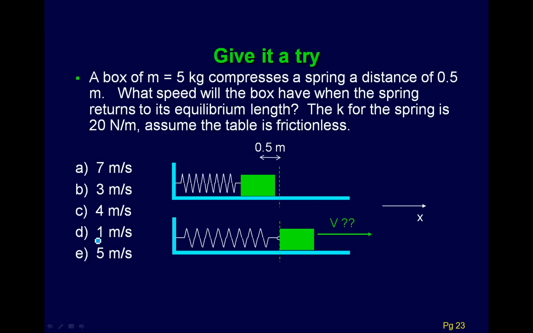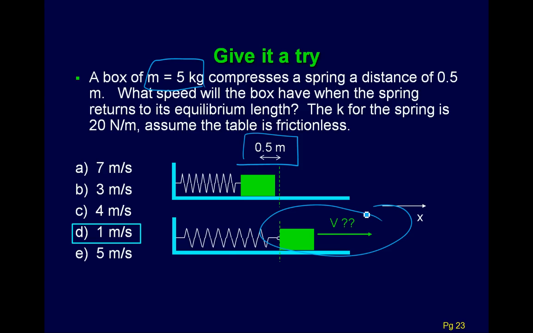Here, we've pushed the spring backwards, connected to some kind of a box. The box has a mass of 5 kilograms, and I've pushed the spring backwards 0.5 meters. We allow the spring to uncompress, and we want to know how fast the box will be going afterwards. Give this a try, and we'll talk about it. Okay, I got 1 meter per second.